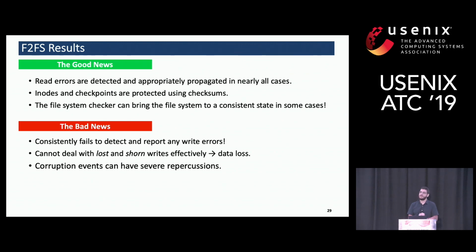Also, the file system suffers from data loss due to lost and shorn writes. Regarding corruption, inodes and checkpoints are protected using checksums, but still, even for these data structures, recovery sometimes can be incomplete, resulting in data loss. Overall, corrupted data can have severe repercussions throughout the file system, as the remaining metadata structures are not protected using any form of redundancy, and sanity checks cannot detect every single issue.